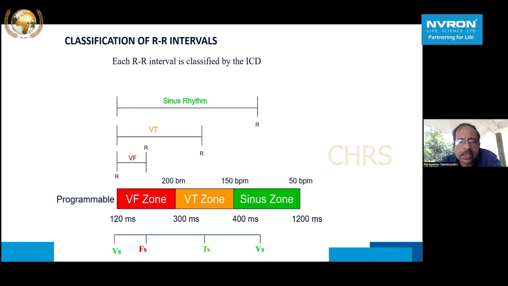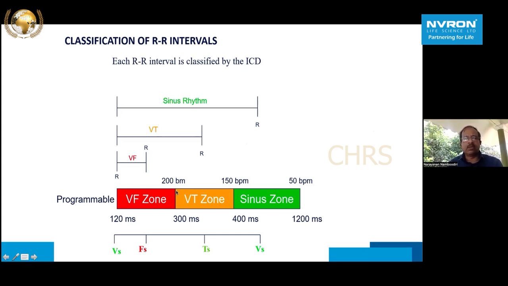So how does an ICD recognize these things? It recognizes each electrical signal sensed in bipolar sensing mode, with very close proximity between the tip and the ring. Each RR interval is classified. Based upon the interval, it recognizes sinus rhythm. If it falls into a faster zone, it recognizes VT. Still faster, it recognizes VF. How fast is fast? You can put it like this: 50 to 150 is sinus, 150 to 200 is VT, and VF is more than 200. We call it 3-zone programming and 2-zone therapy. The VT zone you program as therapy, and the VF zone also you put as therapy.